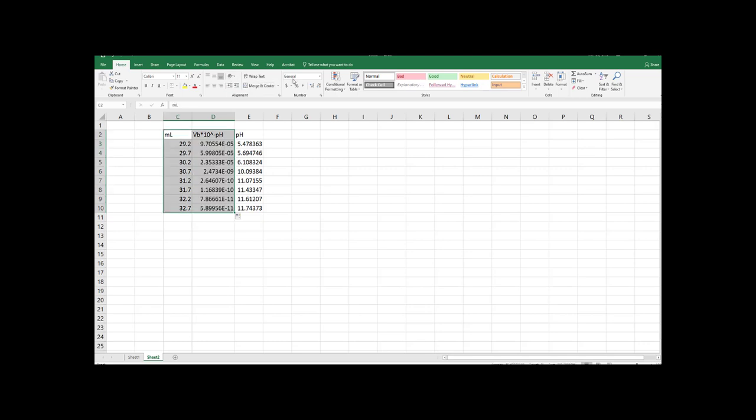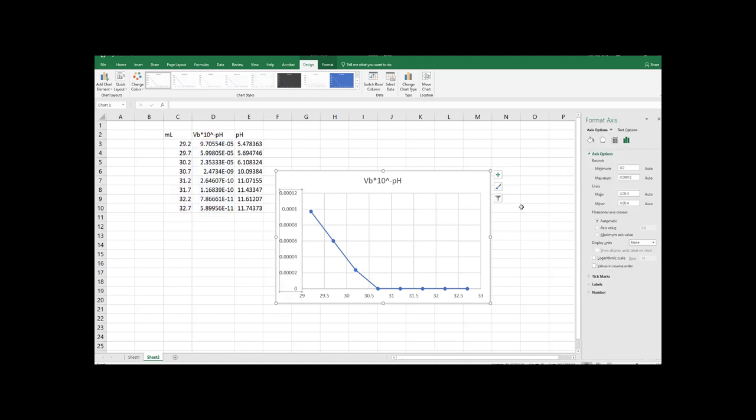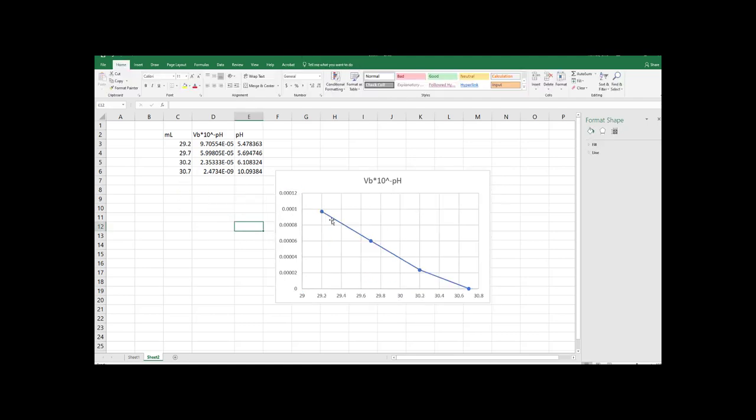I'm going to use a scatter plot. As I mentioned before, I intentionally highlighted some of the data that is not part of the steepest part of the titration curve. You'll end up having data points in your plot that are so close to zero that it deviates from this linear trend that you really want. So I'm going to trim off the volumes above 31. Then I'm going to add a trend line and get the equation.